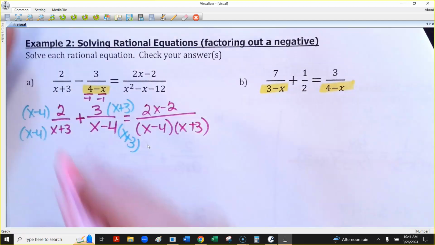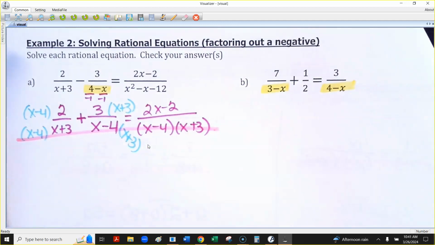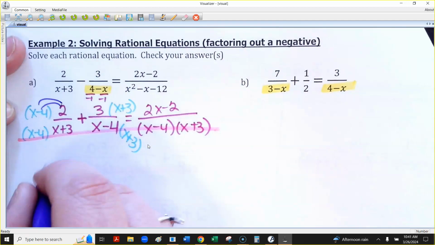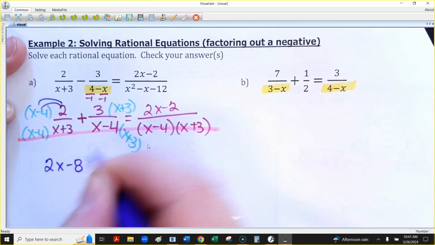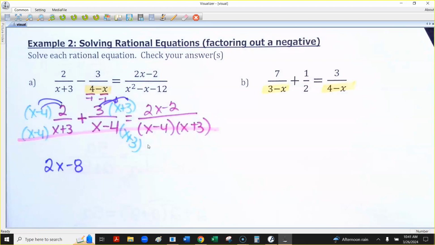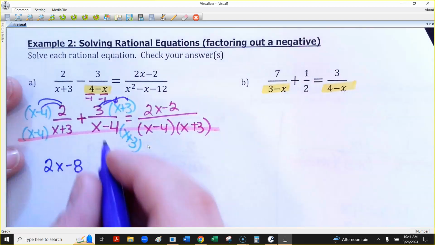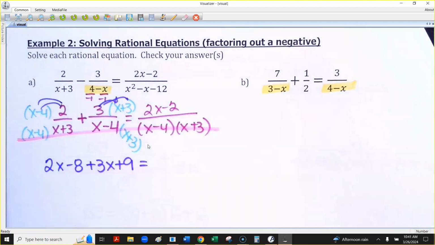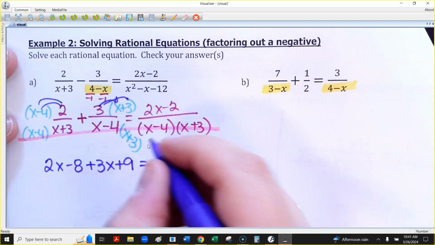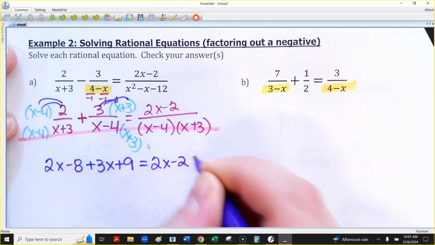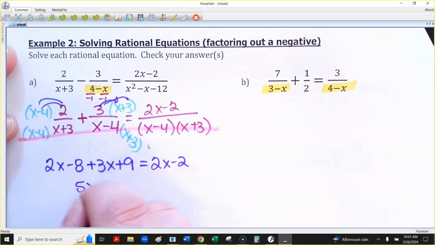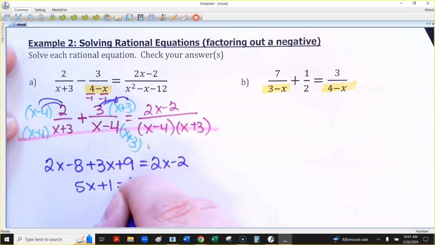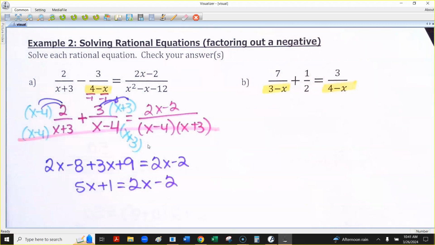All right, so I'm going to cross this out. Now, on this guy, I'm going to distribute a 2. So we'd have 2x minus 8. On this guy, since I changed it to a plus, just distribute that as a positive 3. So it'd be 3x plus 9. The other side had the common denominator, so we didn't have to manipulate that. So I'm going to end up with, let's see, 5x plus 1 equals 2x minus 2.